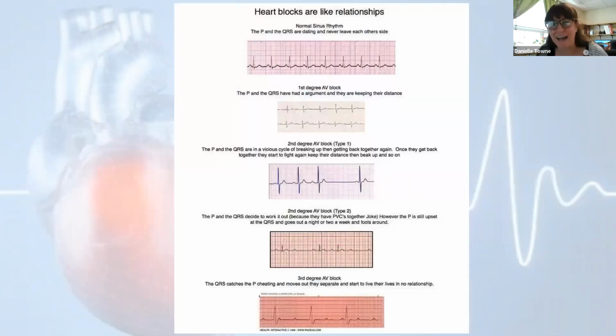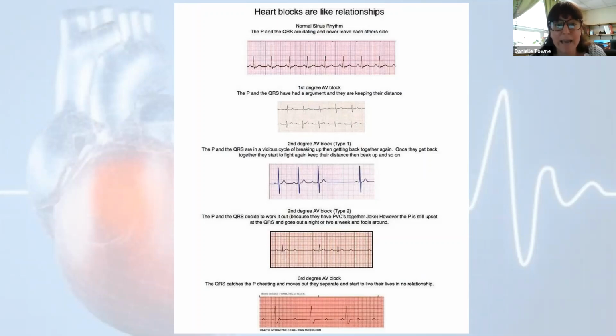All right, so that's a lot. It's really hard to remember all of this. So I found this a long time ago, and I really, really liked it because it helps me to remember all of the differences between the heart blocks in more of a fun way. So think of heart blocks like a relationship. In sinus rhythm, you've got the P and the QRS, they're dating and they never leave each other's side. In a first degree AV block, the P and the QRS have had an argument, and so they're starting to keep their distance from one another.